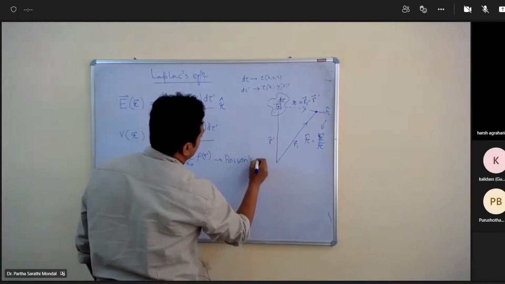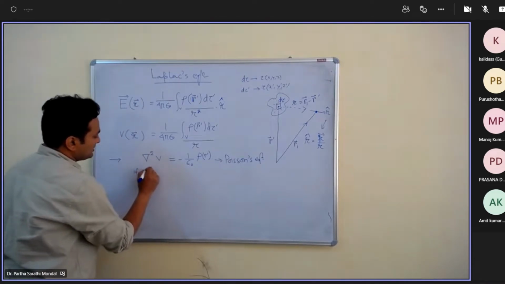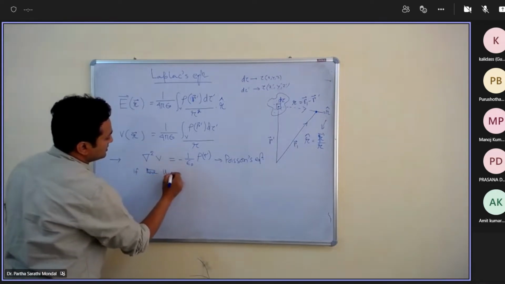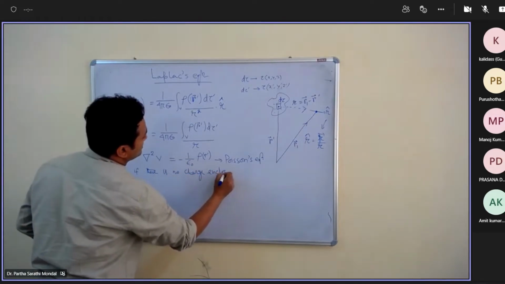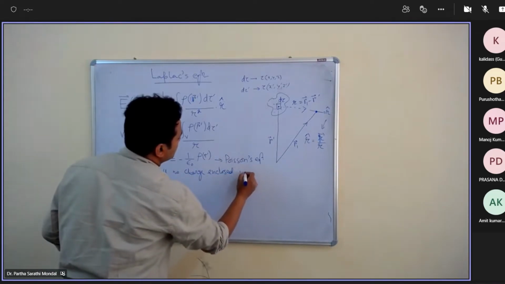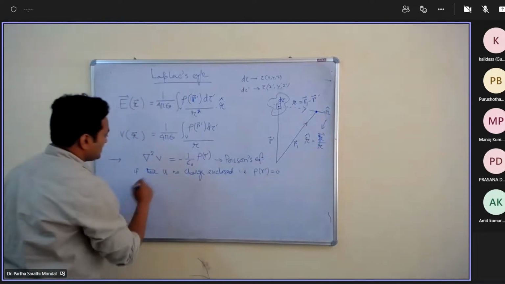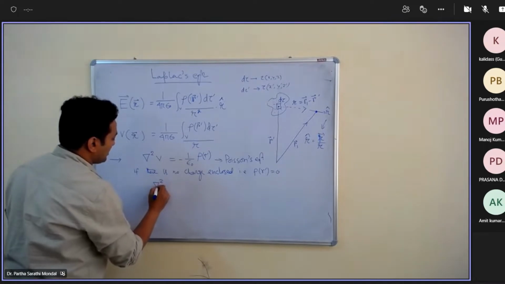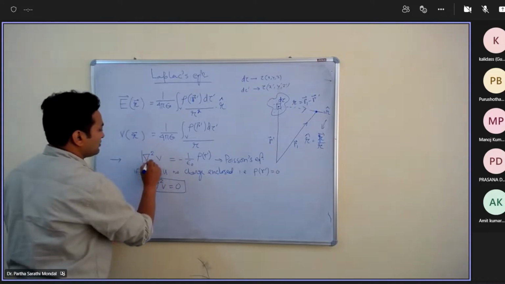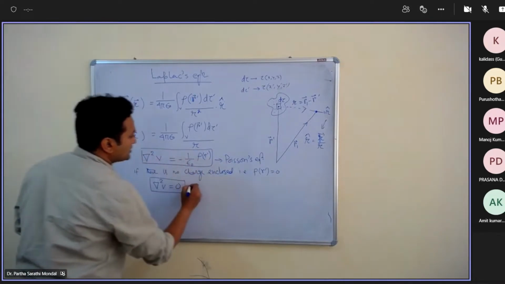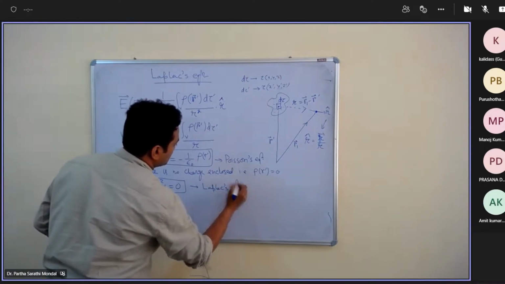So this is called Poisson's equation. Now, if there is no charge enclosed, that means rho of r dot will become 0, then this will become 0. This we call the Laplace equation, and this we call the Poisson equation. Laplace equation, understood?